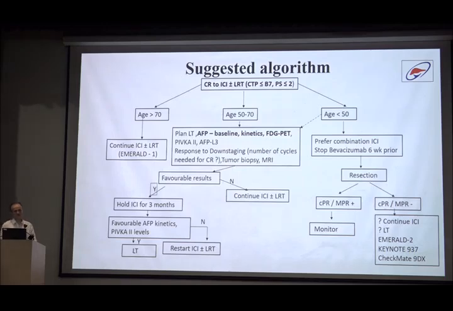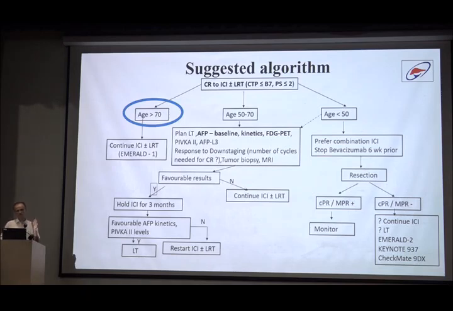So if a patient has achieved a complete response to the ICI-based therapy with or without local regional therapy, and we assume the patient has a good Child score, Child A or Child B7 at the most, and a good performance status, the first thing that should be determined is the age of the patient, because we saw in the study the overall survival is good in these patients despite a high recurrence rate. So if the age is more than 70, we can continue with the ICI with or without local regional therapy.